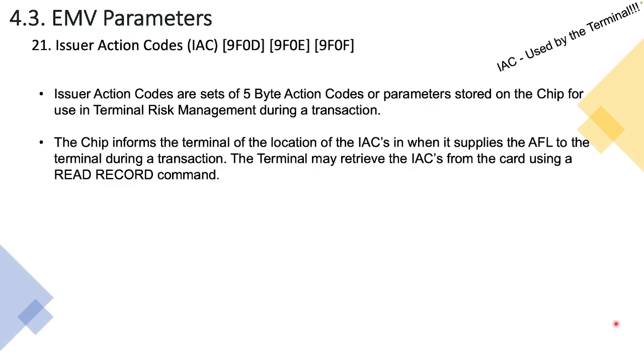So in order to pass these IACs, these issuer action codes, to the terminal, the chip will inform the terminal of the location of the IACs when it supplies the AFL to the terminal during a transaction. Remember, we spoke about the application file locator already. We said that this is a treasure map. X marks the spot. It sends the AFL off to the terminal, telling the terminal that when you do need to access information, here's where you need to come and look at my storage system, and you can retrieve the IAC using a read command.